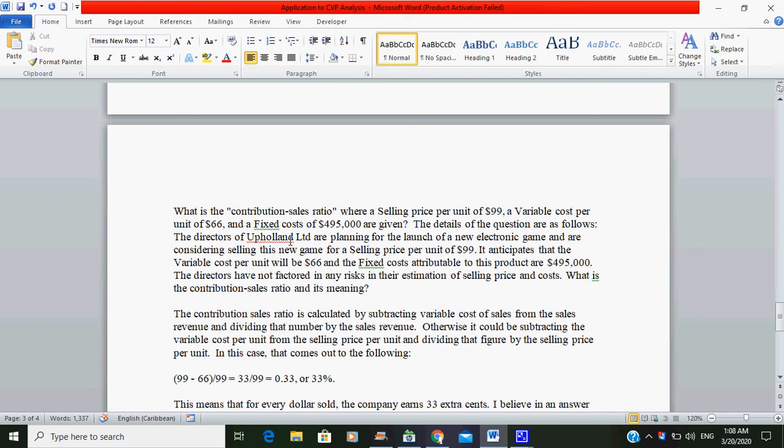The directors of Upholland Limited are planning for the launch of a new electronic game and are considering selling this new game for a selling price per unit of $99. It anticipates that the variable cost per unit will be what? $66. And the fixed costs attributable to this product are what? $495,000. The directors have not factored in any risks in their estimation of selling price and costs. What is the contribution sales ratio and its meaning?